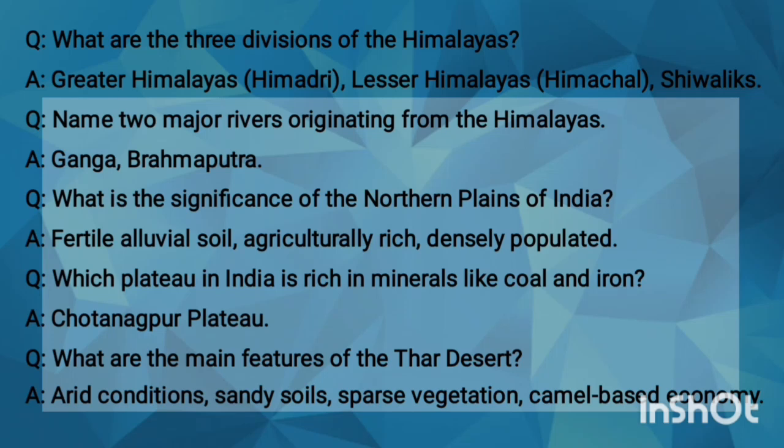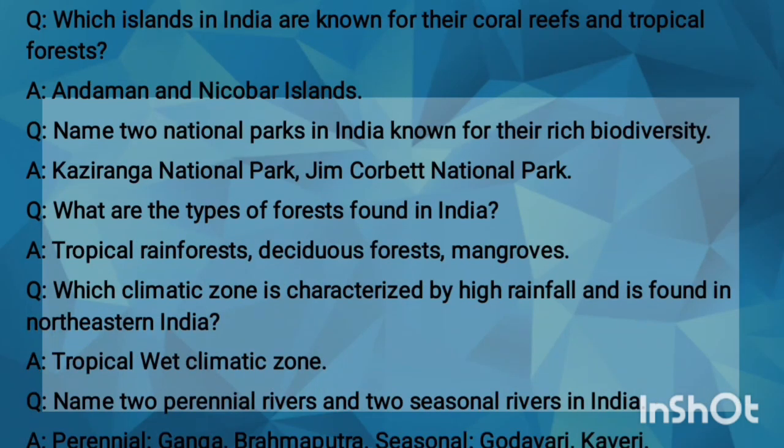What are the main features of the Thar Desert? The Thar Desert has arid conditions, sandy soils, sparse vegetation, and a camel-based economy. Next one, which islands in India are known for their coral reefs and tropical forest? The Andaman and Nicobar Islands are known for their coral reefs and tropical forest.